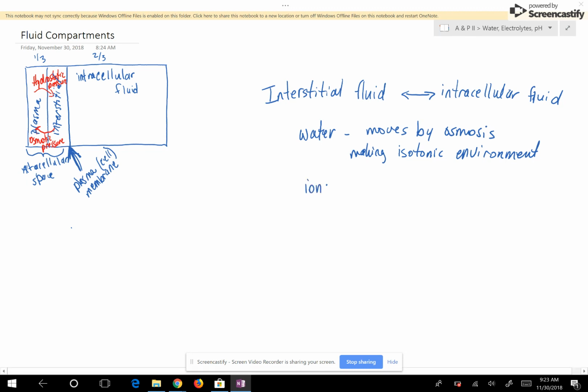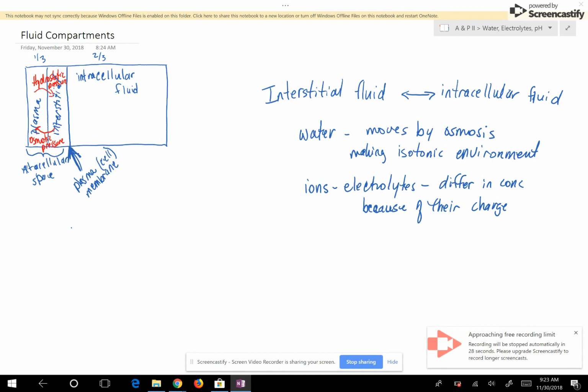Okay, ions, remember those are those charged particles or electrolytes. The electrolytes are going to have different concentrations inside of the cell and outside of the cell because of their charge. Positives are going to be attracted to negatives. So the electrolytes are going to differ because of their charges. The most common example of that is the sodium-potassium pump. If you remember, the ions will also be moving because of active transport.